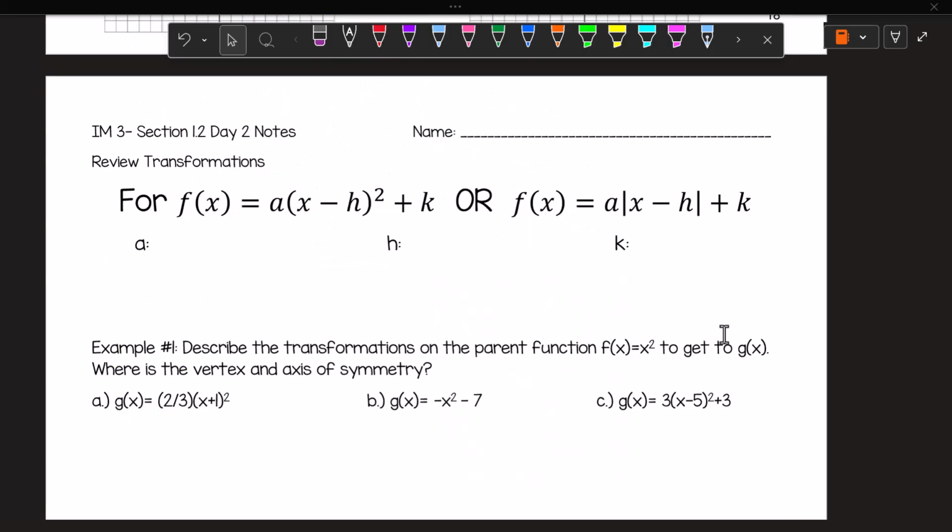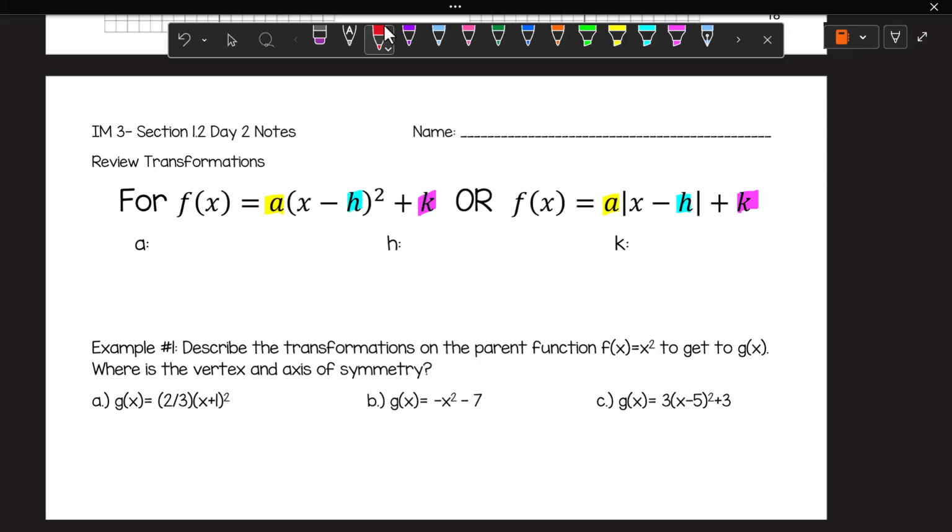All right, let's review some more transformations. We really only talked about 2 functions, the square root and the absolute value functions. So this is what they look like when we're talking about transformations. The a is in front of the parentheses, or absolute value, which is kind of like parentheses. The h is inside the parentheses, but it's the opposite. And then our k is just a number chilling outside by itself.